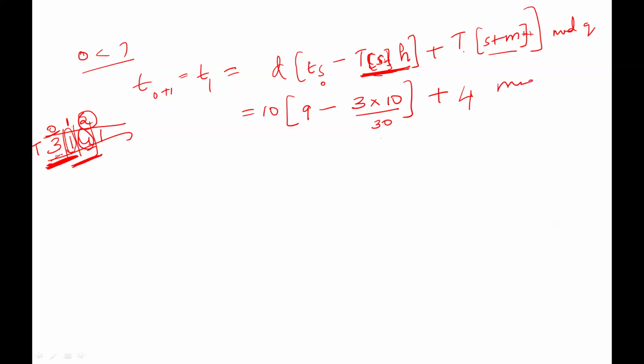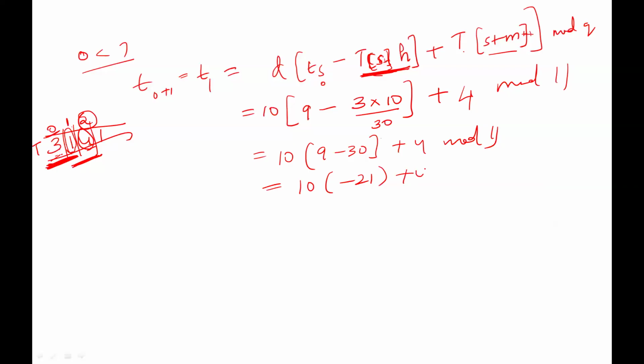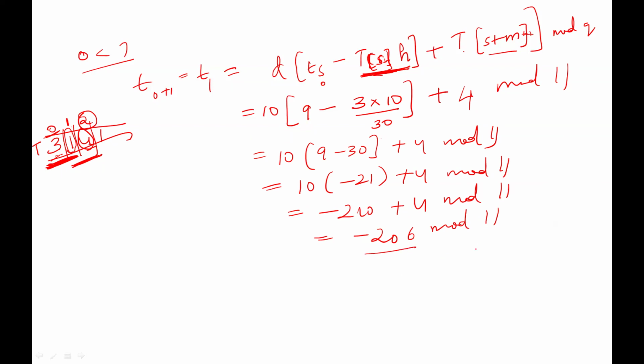And then we take mod of 11. Now what is this? 10 into 9 minus 30 plus 4 mod 11. That is nothing but 10 into minus 21 plus 4 mod 11. That is nothing but minus 210 plus 4 mod 11. That is minus 206 mod 11. So negative 206. That is one thing you need to know: how to take mod values in the negative sense.